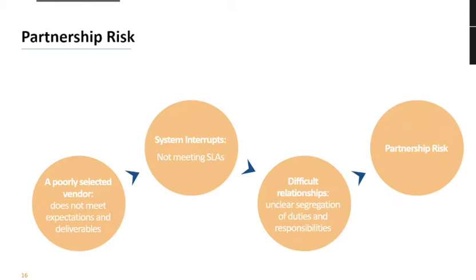A poorly selected vendor does not meet expectations and deliverables. We have a situation when the vendor is not meeting the expectations. We are having system interrupts, so the partner is not meeting SLAs, service level agreements. Then we have difficult relationships and unclear segregation of duties and responsibilities. It's not clear who is going to do what and who is responsible. These are just practical examples of partnership risk.